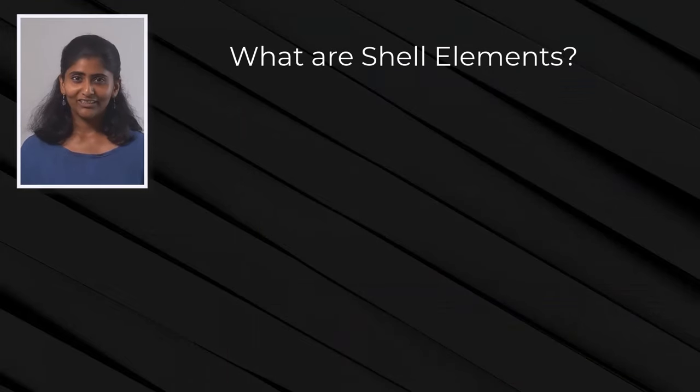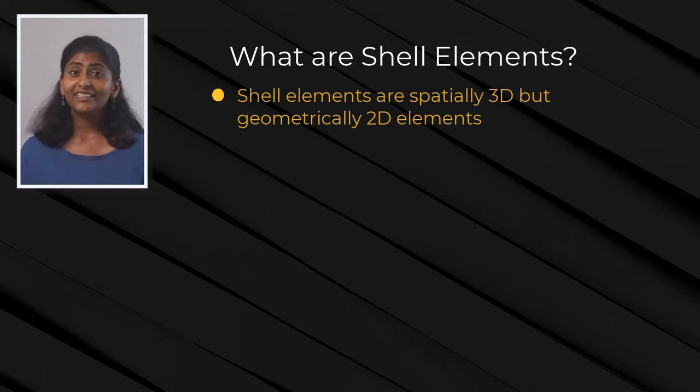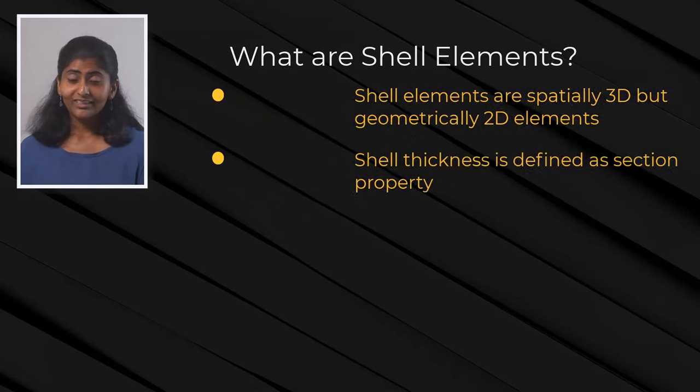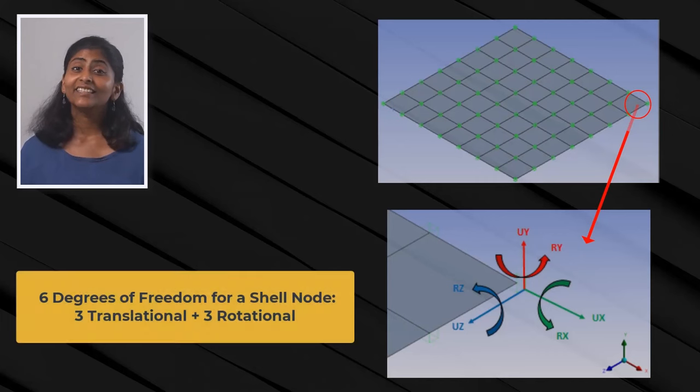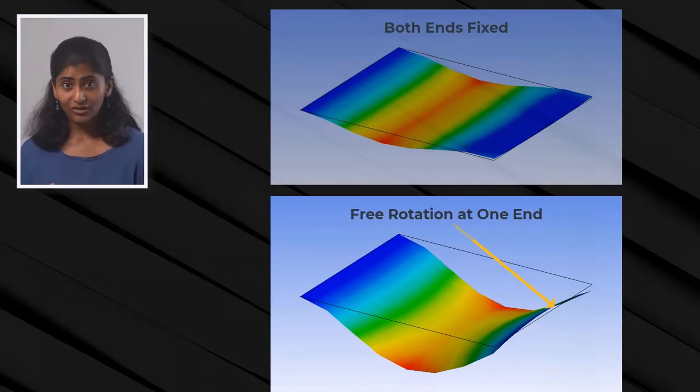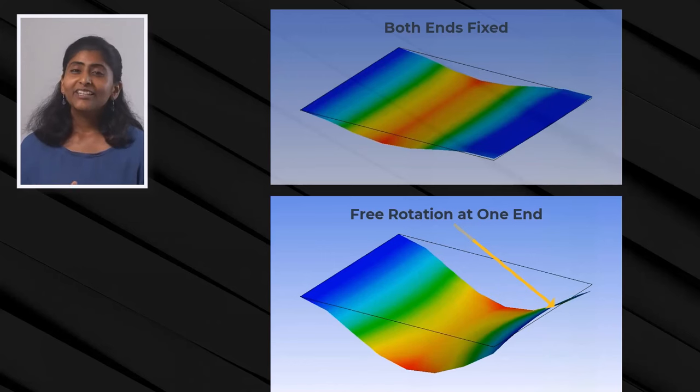So what are shell elements? Shell elements are spatially 3D, but geometrically 2D elements, meaning their thickness is not modeled explicitly. Instead, it's defined as a section property. Unlike the solid elements, each node of a shell element has 6 degrees of freedom, 3 translations along the principal axis, and 3 rotations about the principal axis. The rotational degrees of freedom provide information on whether the cross section in that location remains perpendicular to the mid-surface or if it has rotated.